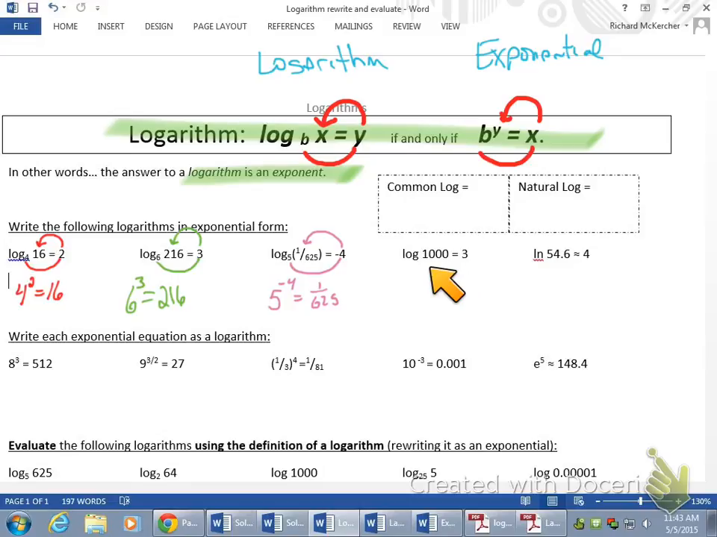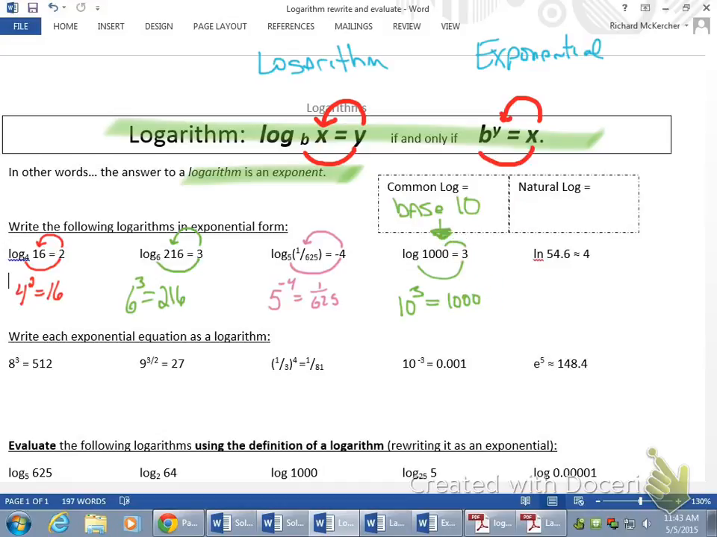Now, in this situation, we had to remind ourselves of what's called a common log. If the base is not written down, if there's no number down here, like here there was a base of 5, here was a base of 6, it's called a common log, and common logs are always base 10. So this is a base 10 problem because it's not written. So I know this is 10 to the third power equals 1,000. That's something that we're going to have to remember.